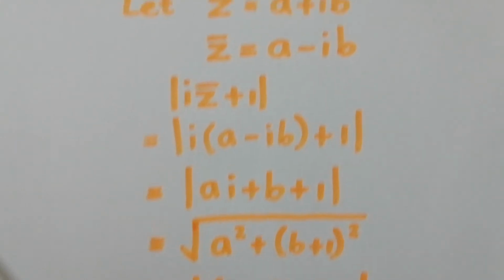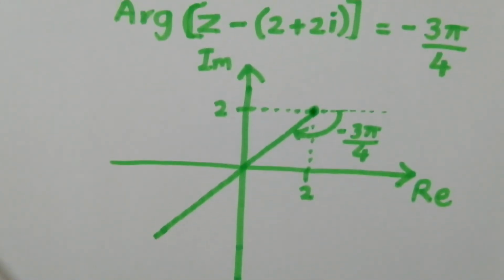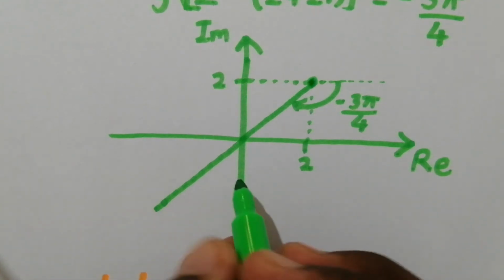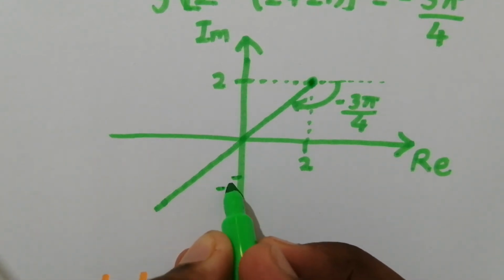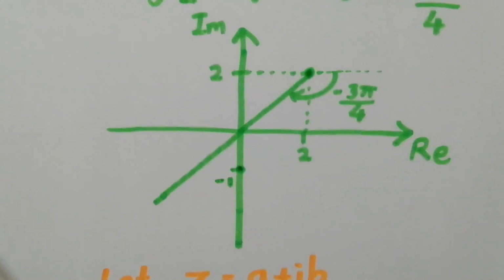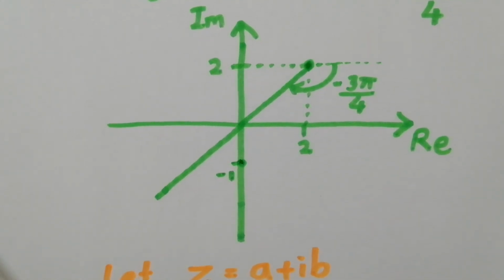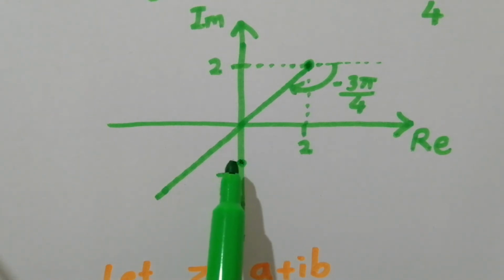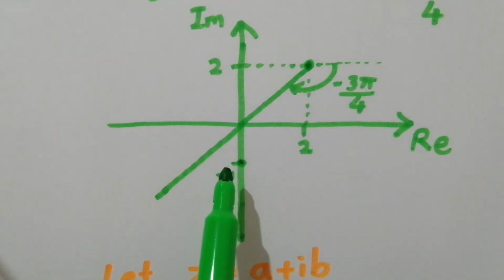Now I am going to represent that one in the same Argand diagram. The fixed point is minus i. That means on the imaginary axis it is equal to minus 1. Now we know already that when the modulus is a constant, it will be a circle. Then in the question they are asking about the minimum value of that modulus. Then we should consider a path of a circle which has this point as center, and it should be a circle with minimum radius.